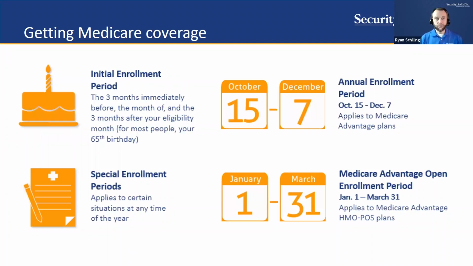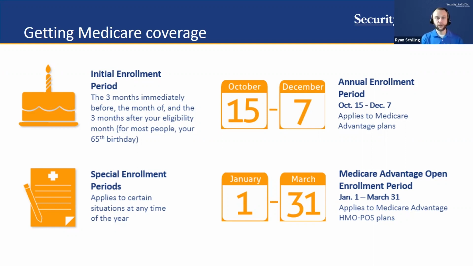So getting started, talking about Medicare coverage specifically here, people become eligible for Medicare usually when they turn 65 or when they're granted disability Social Security. So most people, it's when they're turning 65, the month of their birthday, they have this initial enrollment period. And so this is 3 months before the month they're eligible, the month of their birthday or disability, and then the 3 months afterwards. So they have this 7-month initial enrollment period.